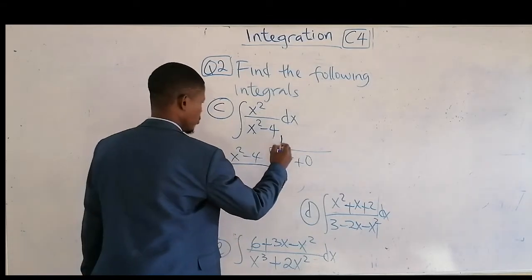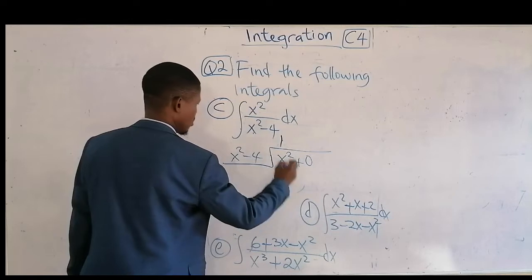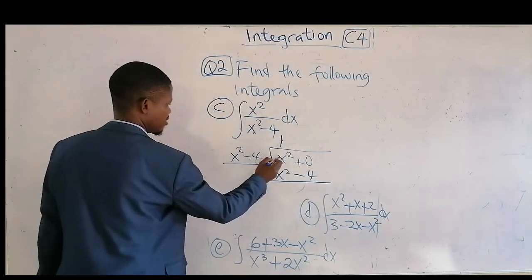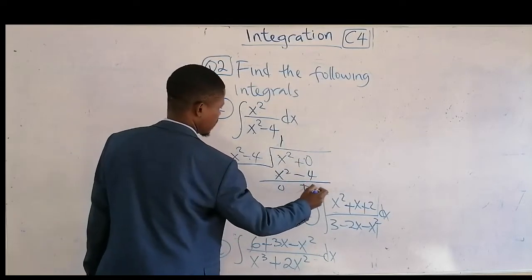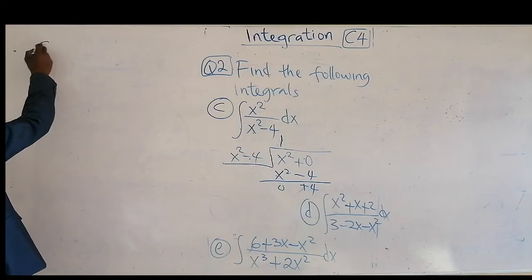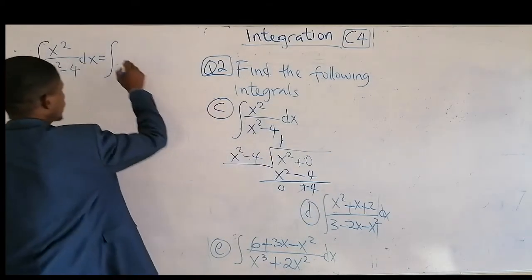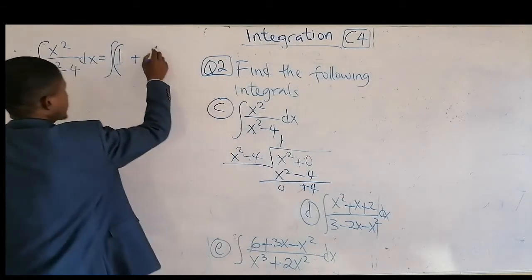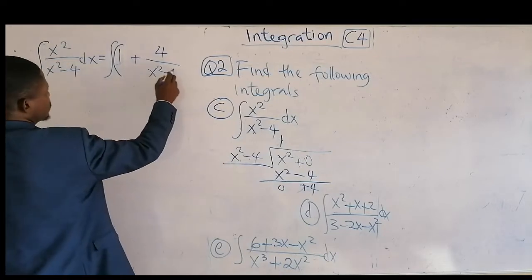So we can use 1 to multiply. 1 times this, that's x squared. 1 times this, that's minus 4. So subtract this one minus this one, that's 0. This one minus this one, that's plus 4. So we now have the integral of this is equal to 1 plus the remainder, 4 over the divisor x squared minus 4.